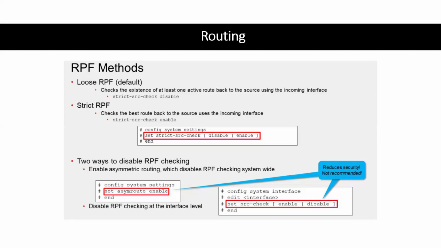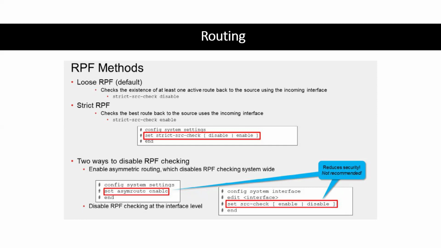You can disable RPF different ways, as you see within the slide. We can go into system settings, config system settings, and set asymmetric routing, and we can disable or enable that however you want. Or go into the actual interface, select the interface and say set src-check, enable or disable.